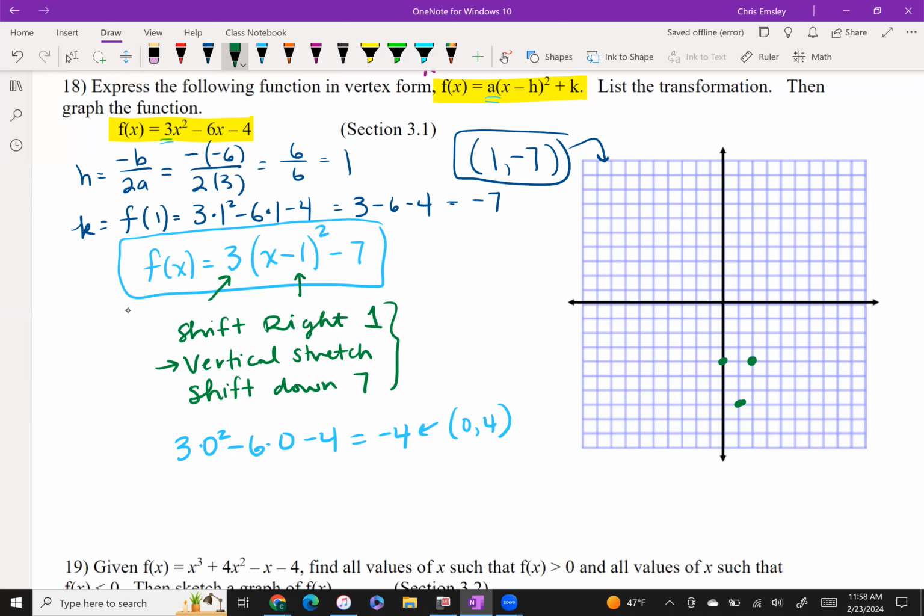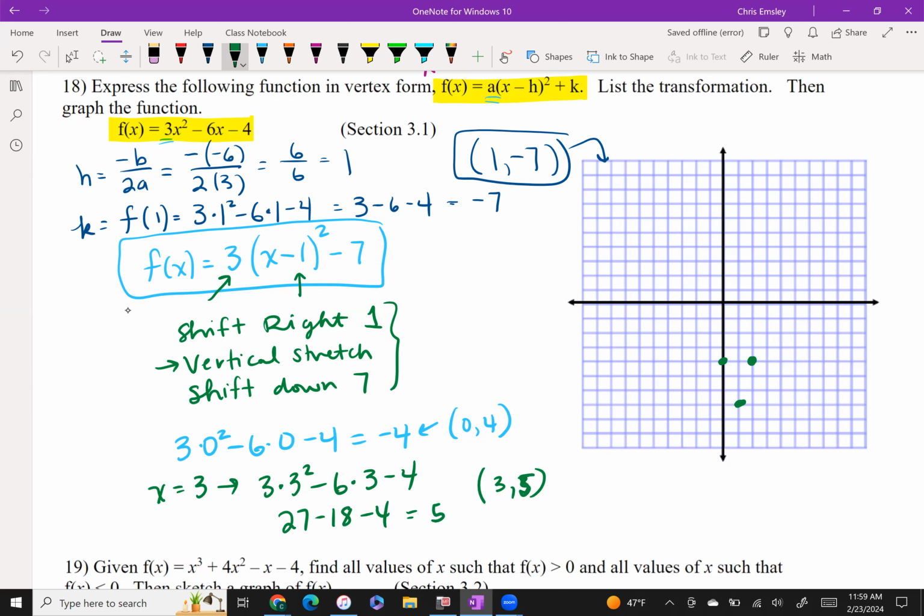And then maybe we'd like to have one more point to graph. We've got x equals 1, x equals 2. What happens when x equals 3? You can plug that into either form of the equation that you like. 3 times 3 squared minus 6 times 3 minus 4. That's 27 minus 18 minus 4, which is 5. So that's another point on our parabola, x equals 3, y equals 5.